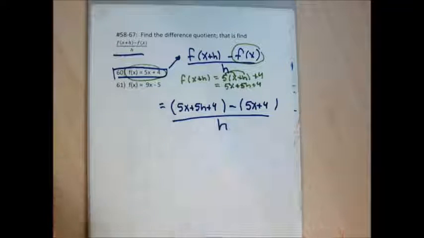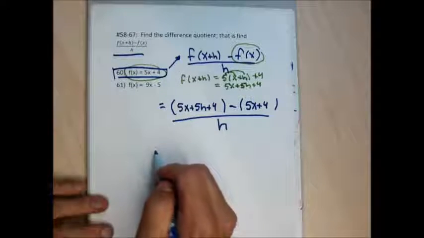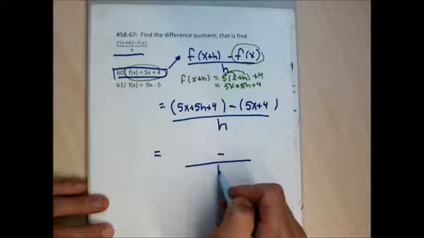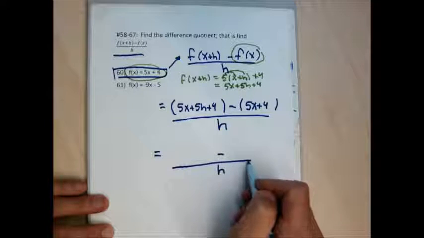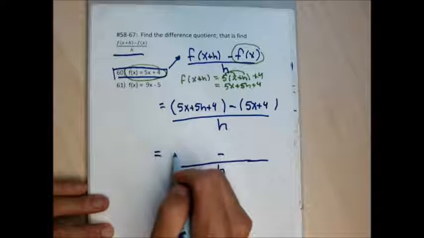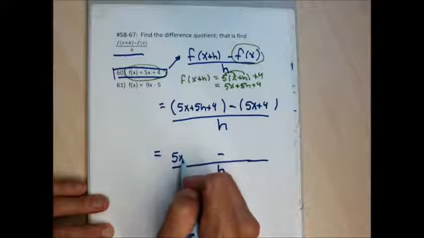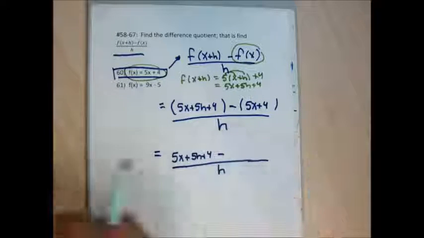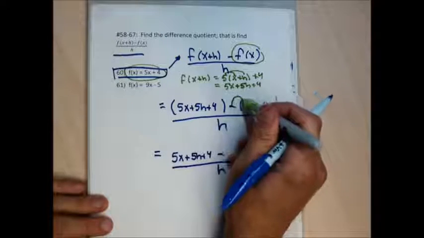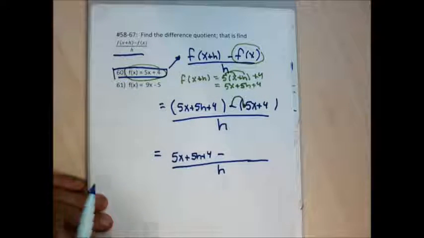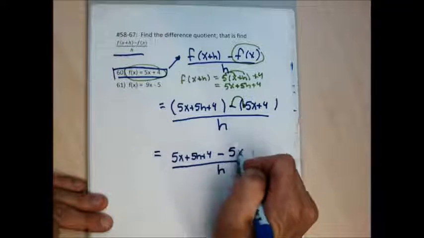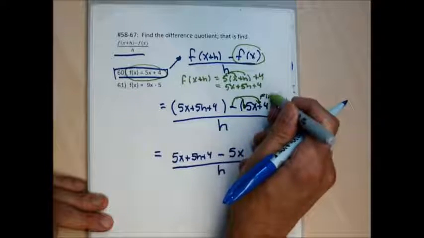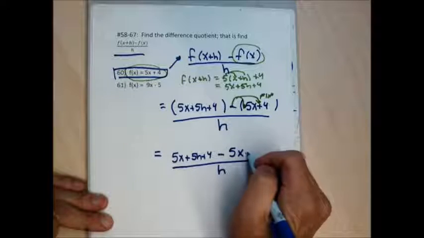Now I have something that needs to be simplified. So in the numerator, I want to get rid of both parentheses that I put in. The first parentheses can be dropped without changing anything inside the parentheses. The second parentheses, the minus in front of it is going to attach to the 5x, and you'll get a minus 5x. And it's going to flip the sign in front of the 4, making that a minus 4.